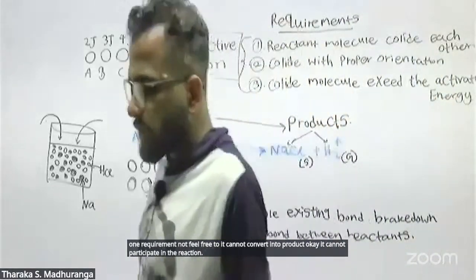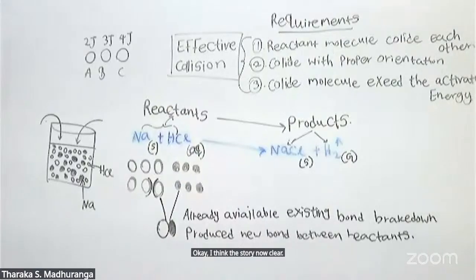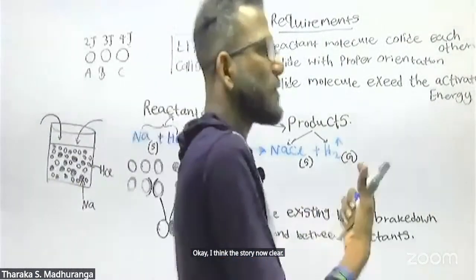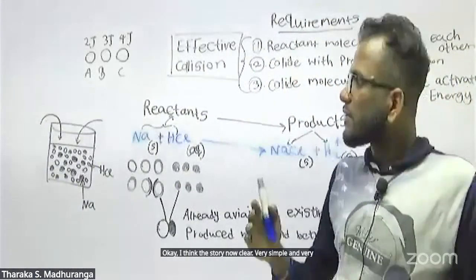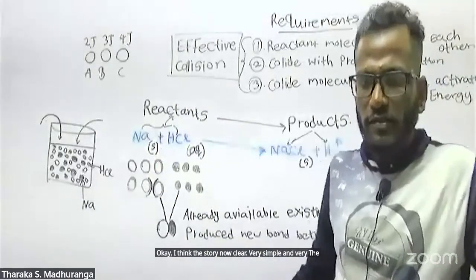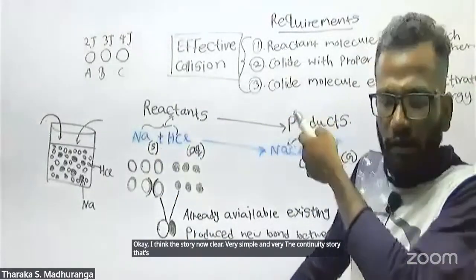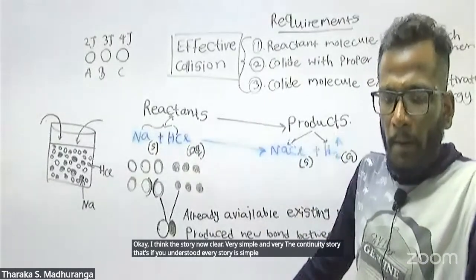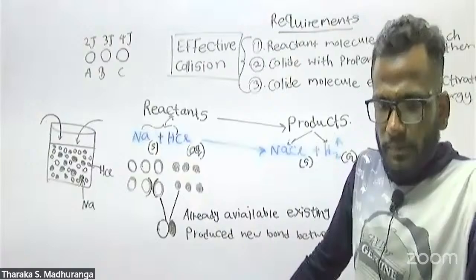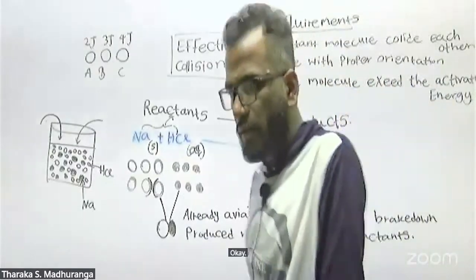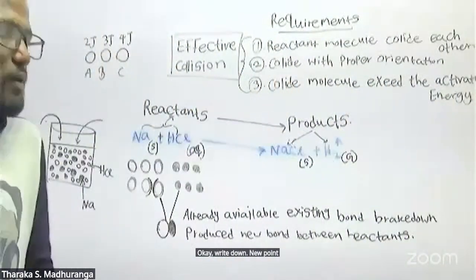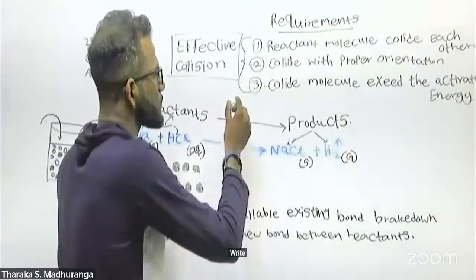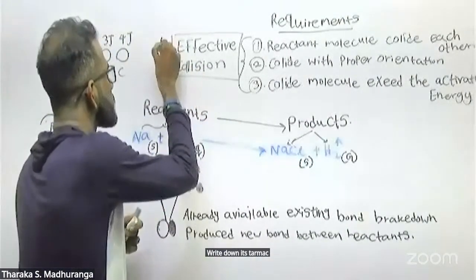Okay, I think the story is now clear. Very simple, and a continuity story. If you understood every part of the story, it is simple. Okay, write down a new point. Not a new point, write it with a star mark. Star mark.